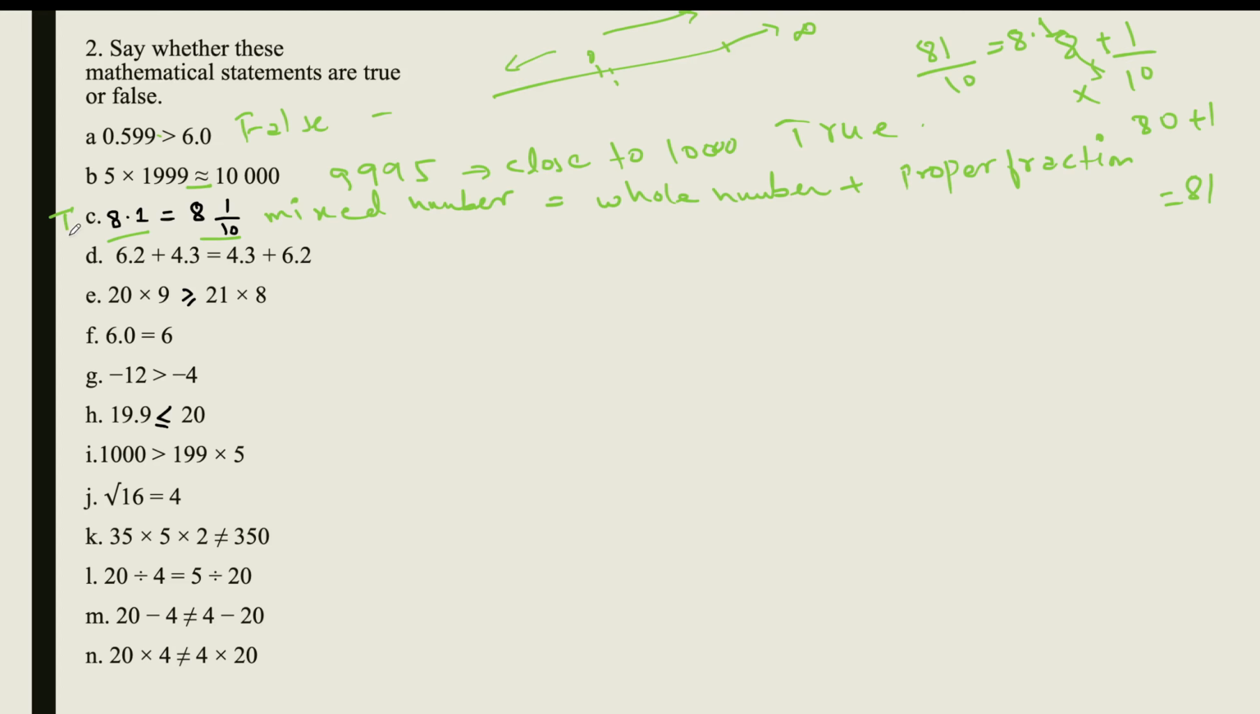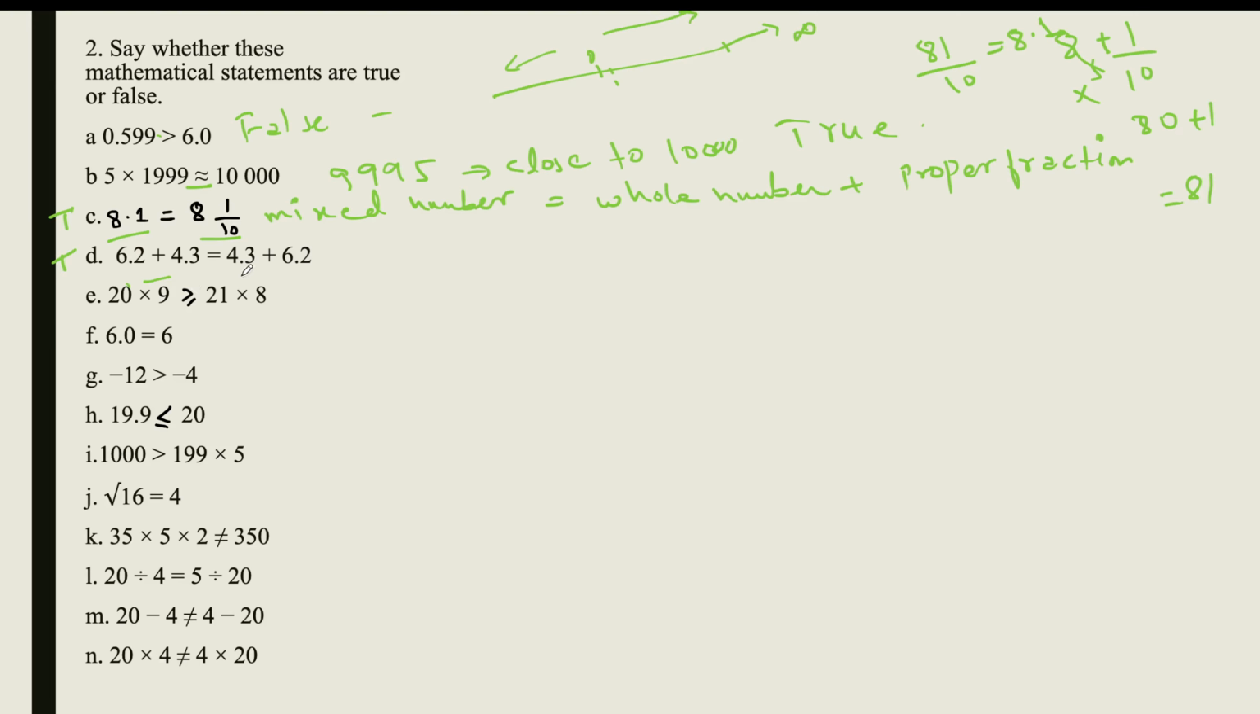The next one, the D part, is 6.2 plus 4.3 is equal to 4.3 plus 6.2. As you can see, on both sides of the equality the values are the same, only the order has been changed. So this is a true statement, because according to the commutative property of addition, as long as the values are the same, if the order is changed, it doesn't matter. So 6.2 plus 4.3, whatever the value, it would be equal to 4.3 plus 6.2. Since in the commutative property of addition order doesn't matter, both sides are equal.